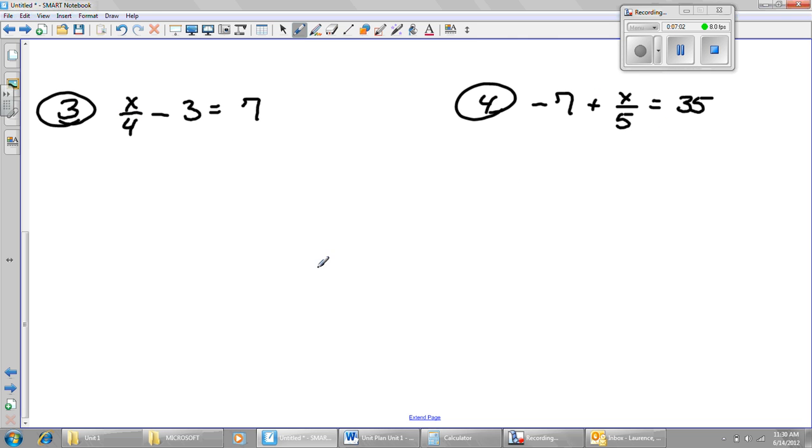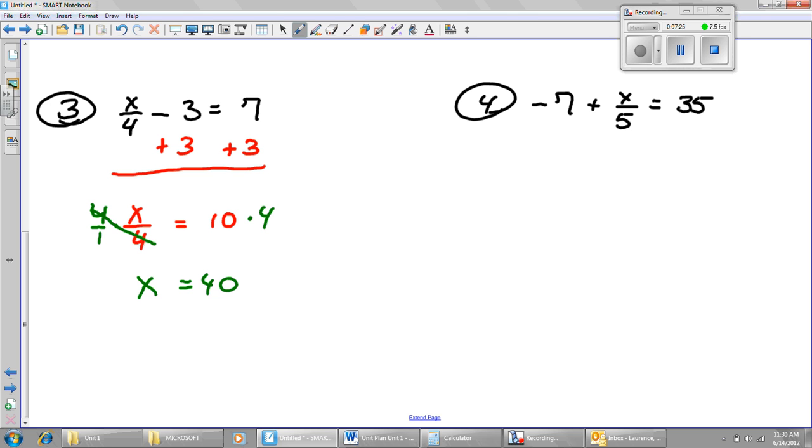All right, this one here, the first step should be simple, leaving me with x over 4 equals 10. Now to undo the division, I am going to multiply. And this should look very familiar, multiplying fractions. Those will cancel, leaving me with x equal to 40.